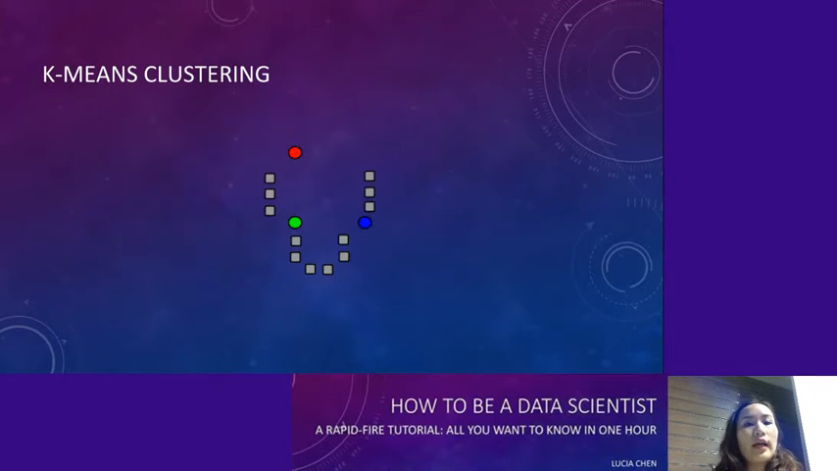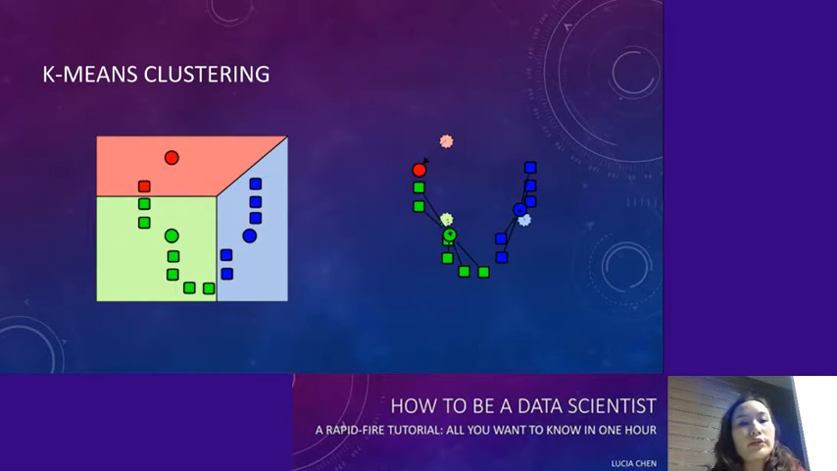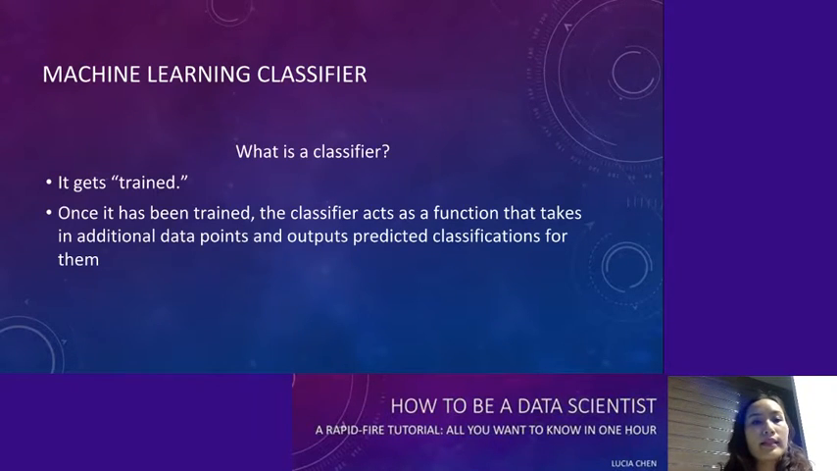Okay, so these are 2 ways of reducing dimension, and there are many other ways. To save time, I just introduced 2. Okay, so then you need to build a classifier. What is a classifier? It gets trained. Once it has been trained, the classifier acts as a function that takes in additional data points and outputs predicted classifications for them.